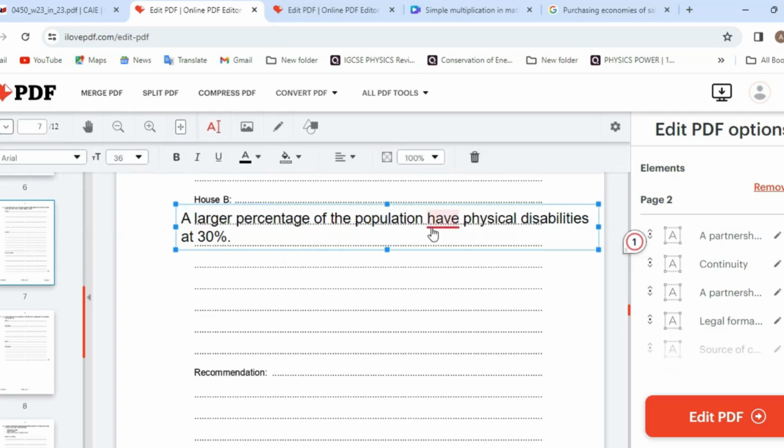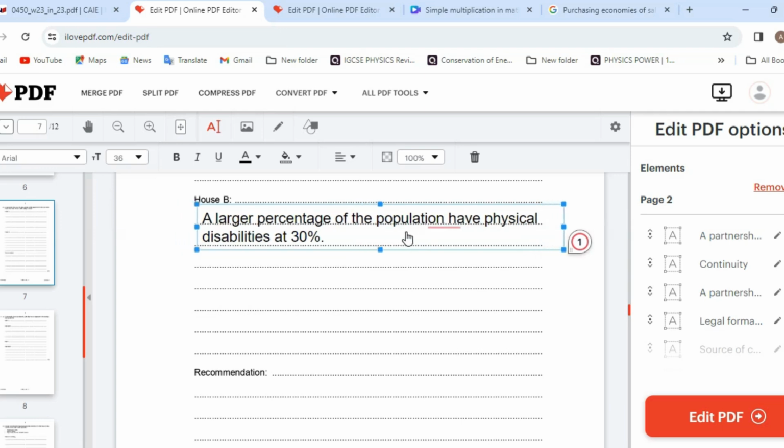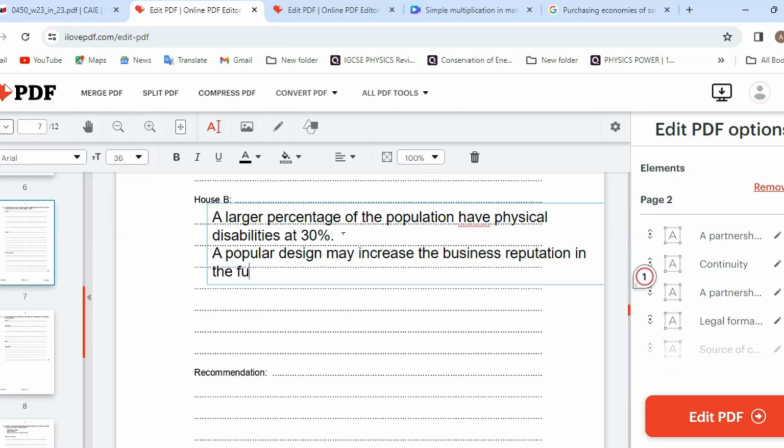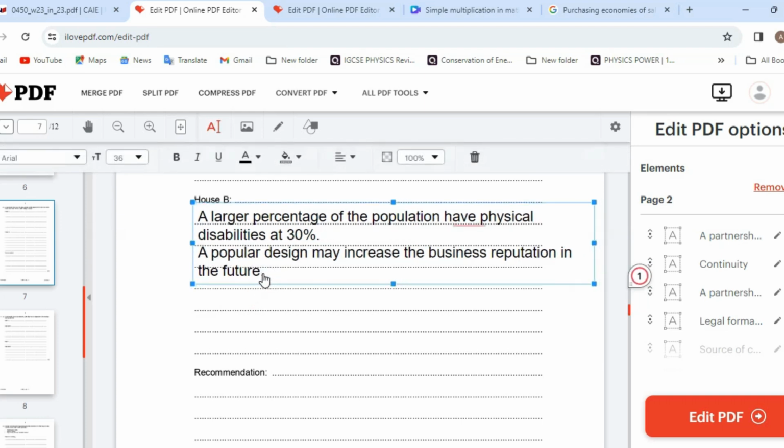Another point that we have is what? If there is a popular design, of course, it may increase the reputation of the business in the future. Let's say a popular design may increase the business reputation in the future, which can actually increase revenue.